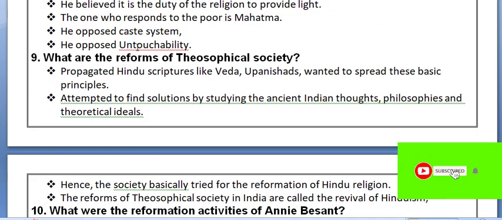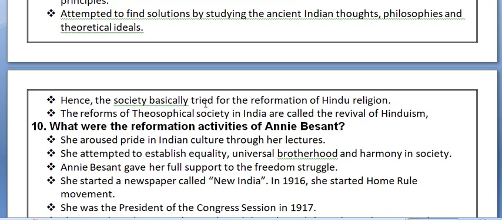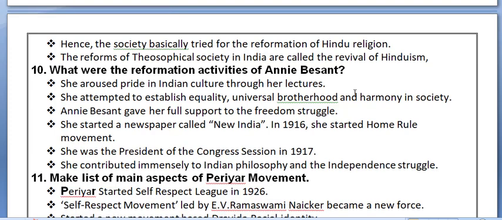Next question. What are the reforms of the Theosophical Society? They propagated Hindu scriptures like the Vedas and Upanishads, wanted to spread these basic principles, and attempted to find solutions by studying ancient Indian thoughts, philosophies and theoretical ideals. Hence, the society basically tried for the reformation of the Hindu religion. The reformation by the Theosophical Society in India is called the Revival of Hinduism. The next question.